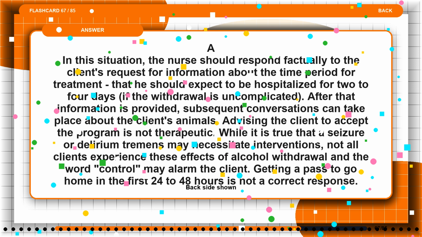Advising the client to accept the program is not therapeutic. While it is true that a seizure or delirium tremens may necessitate interventions, not all clients experience these effects of alcohol withdrawal, and the word control may alarm the client. Getting a pass to go home in the first 24 to 48 hours is not a correct response.